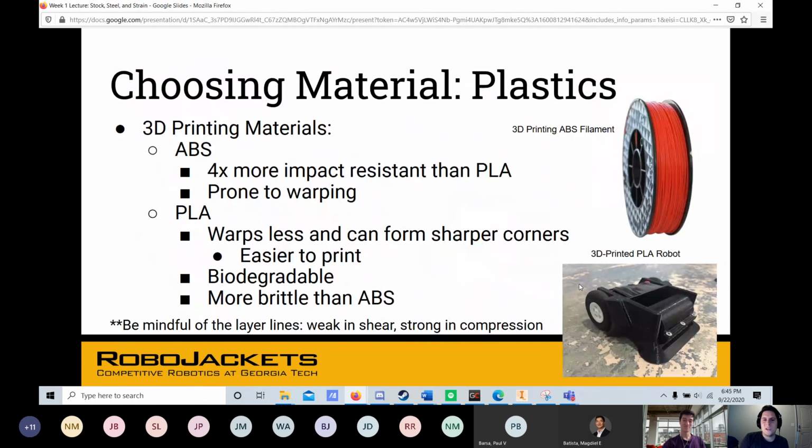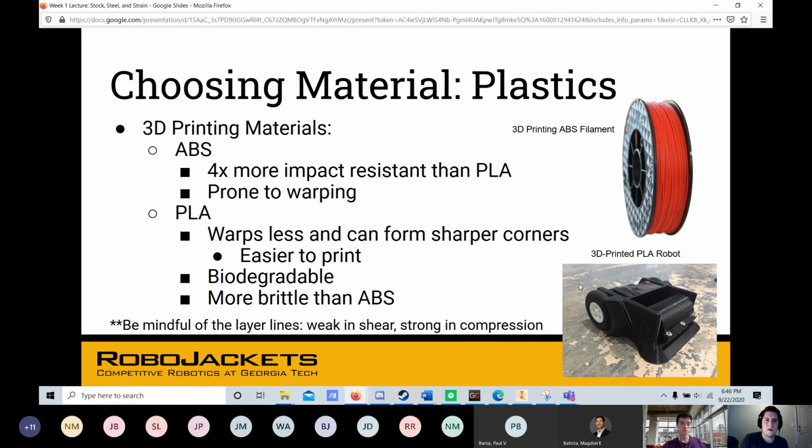So choosing some material with plastics, right? The most commonly used ones in RoboJacket specifically are ABS and PLA. Something to note about ABS, it's 4 times more impact resistant than PLA. So if you're in BattleBots, that might be more useful for designing drums and stuff. I'm not entirely sure, I haven't really used it for those applications, but it's also prone to warping.